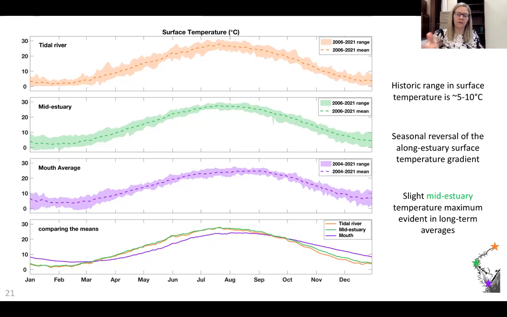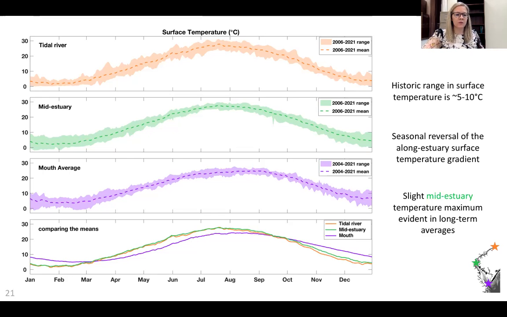Now, if I get rid of the ranges and just plot the means, I've made the lines solid here instead of dashed, just for ease of looking at the data. And I've added in the mid-estuary location. What you see is that in the long-term averages, there is this slight mid-estuary temperature maximum. That goes to show you that the pattern of a mid-estuary temperature maximum is a consistent pattern.